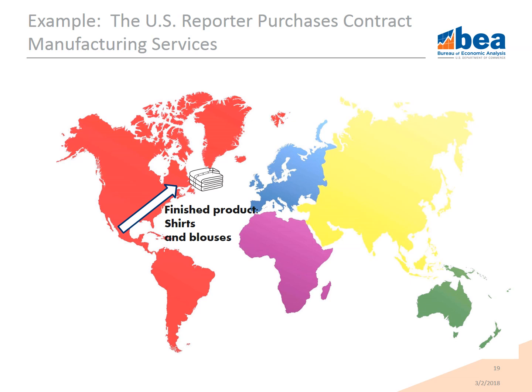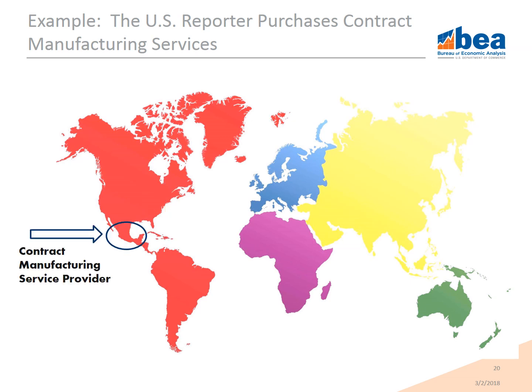In this example, that service fee would be reported as a purchase of contract manufacturing services from Mexico by the U.S. reporter on the 2017 BE 120 survey. Please note that neither the origin country of the manufacturing inputs, in this example China, nor the destination country of the manufacturing outputs, the U.S. in this case, are relevant to the survey. Only the location of the service provider, Mexico in this instance, should be considered when reporting.